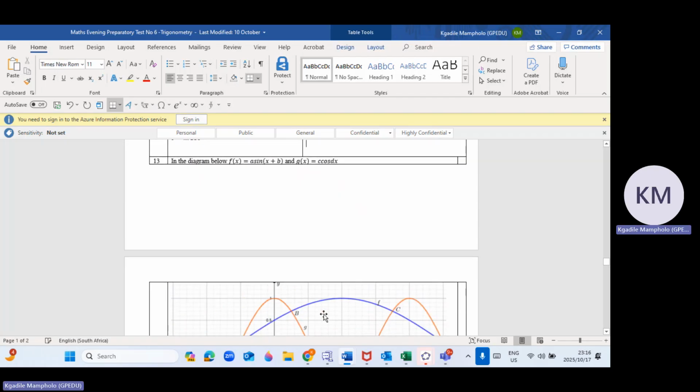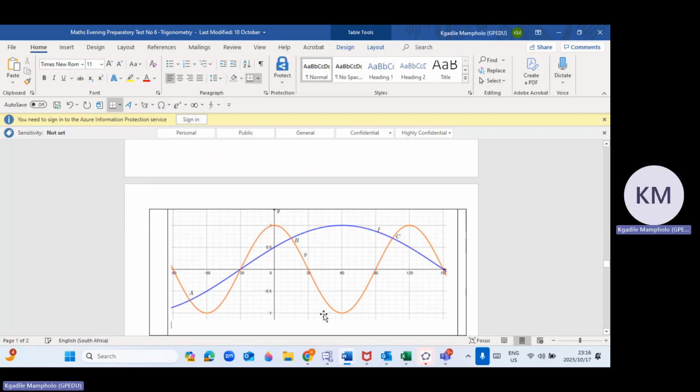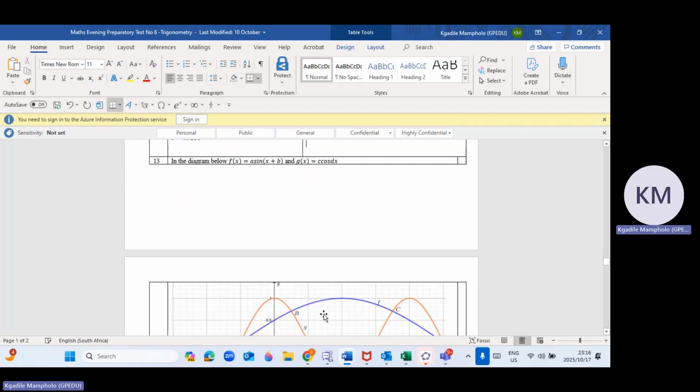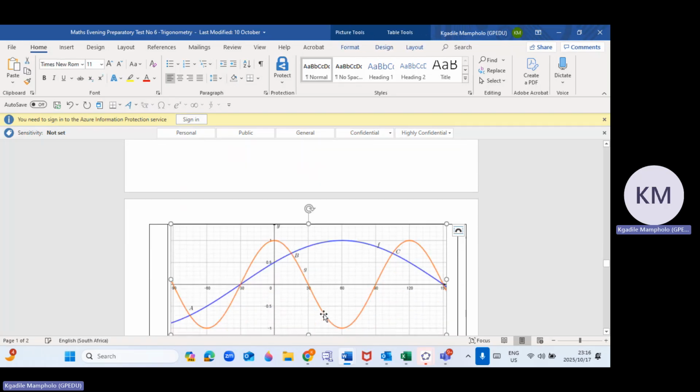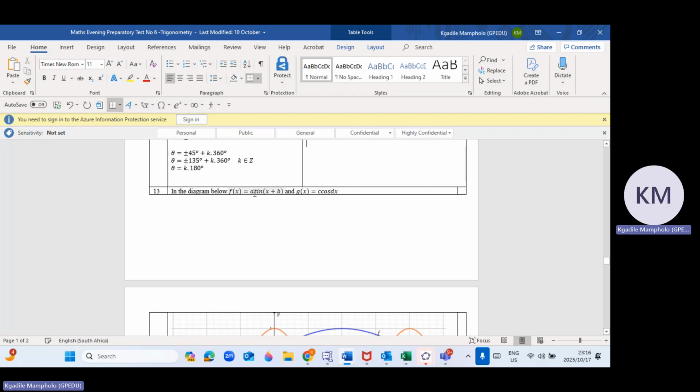Now, number 1.3 in the diagram below, f of x equals to a sine x plus b, and g of x is equals to c cos dx. By looking, you can see that if a sine graph starts by going up, it means there's a positive sine graph. So it means a will be positive 1.